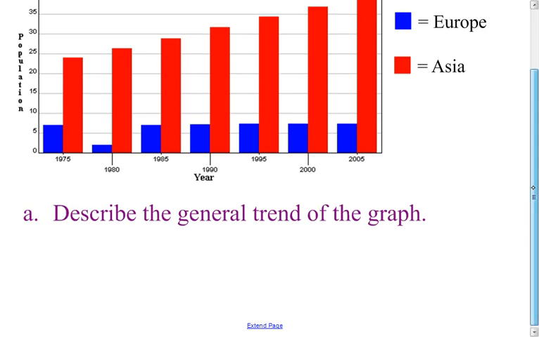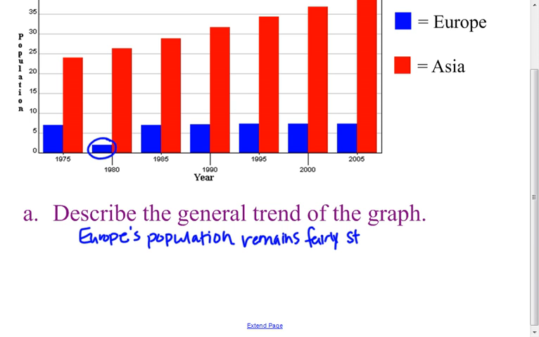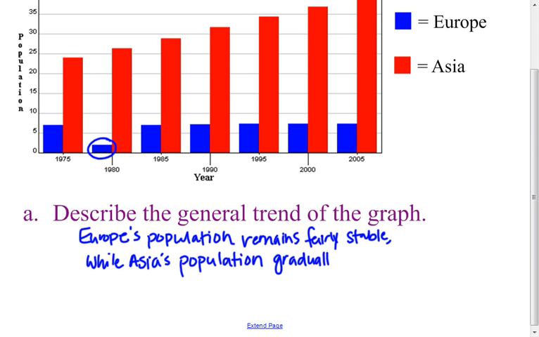So, first question, describe the general trend. That is basically, generally, what do you see? If I look at the blue graph, which happens to stand for Europe's population, I would see that Europe's population remains fairly stable. And obviously there's a little bit of an exception to the rule right here, but in general, we're just describing the basic shape. Europe's population remains fairly stable. But Asia's population does gradually increase. Asia's population gradually increases. Okay? So that's what's happening in general.